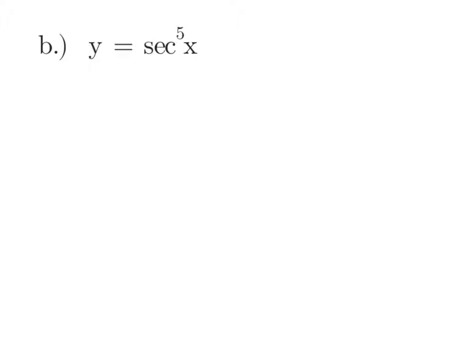So let's find the derivative of y equals secant to the 5th of x. It might be helpful to rewrite this as y equals secant of x to the 5th power. This way it really emphasizes what function is on the inside and which one is on the outside. When we see it like this, we can definitely see that the secant is the interior function, and that 5th power is what's on the outside.